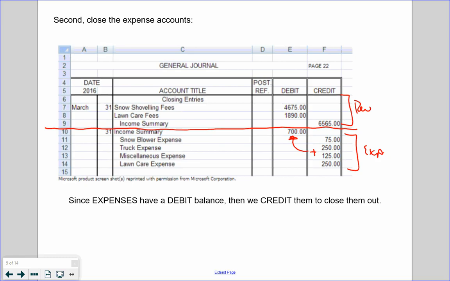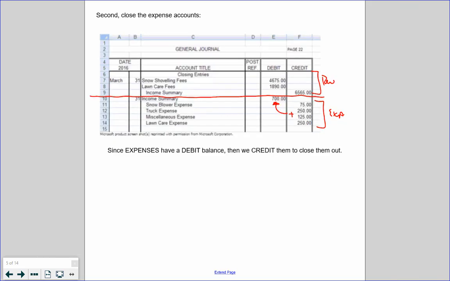So income summary gets debited, right? Because debits have to equal credits. So revenue, we debit the revenues, put the total into income summary. Here, we credit the expenses and put the total into income summary. Okay. So if this was a T account, remember your T accounts from the last? So income summary, debits, credits. Right now we've got 65, 65, and 700, right?